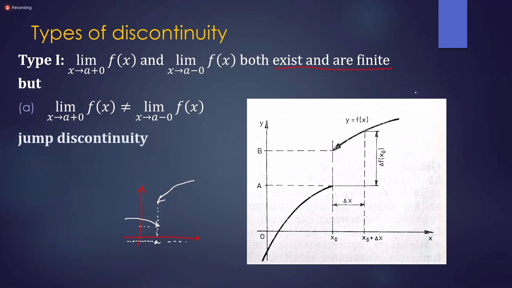So this is type 1. Type 1 involves finite values, finite one-sided limits. Another kind of type 1, still type 1. So again, still the same.